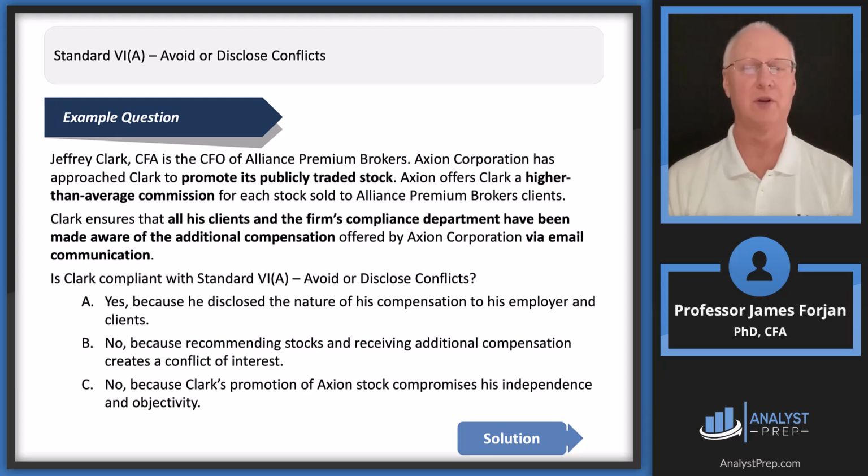Made aware of the additional compensations with an email communication. So, back in the old days, written communication meant you'd get a pencil out and you'd write it down and then you'd sign your name in ink. But nowadays, written communication can take lots of forms. Email communication is perfectly fine.